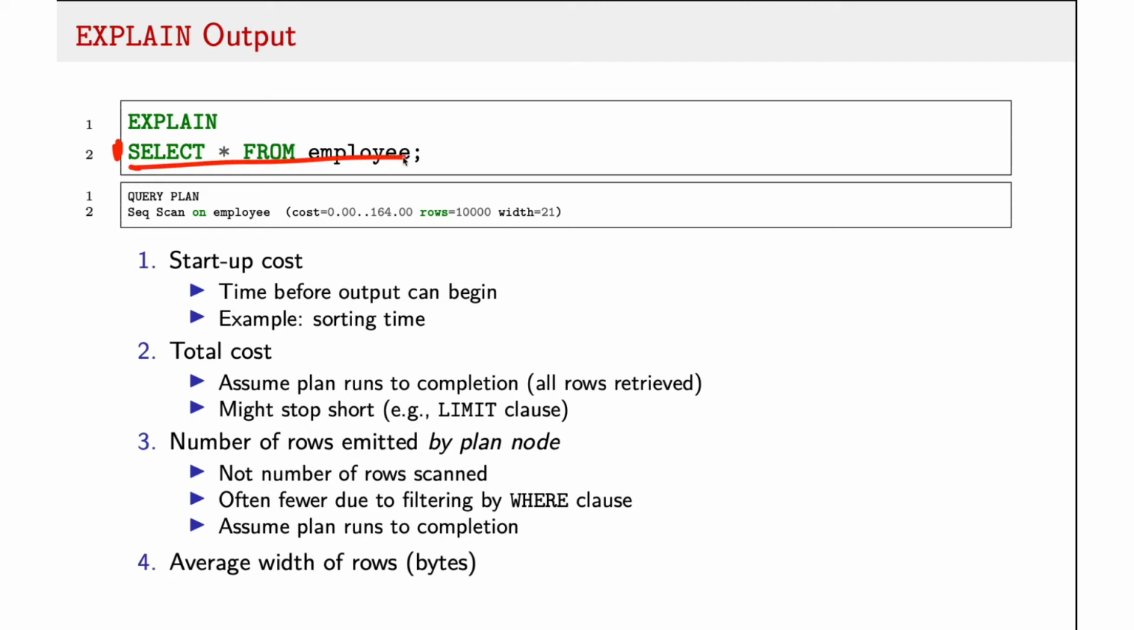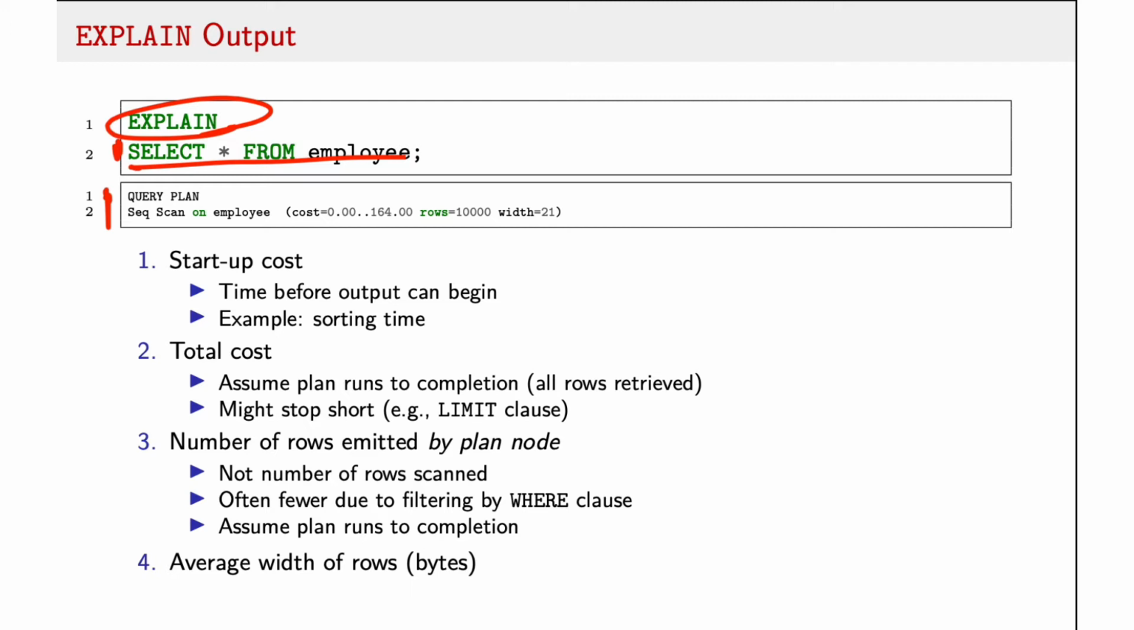And what we do to get the additional information for the query plan is we prefix that with this explain command. So we want to have the database explain to us how it will carry out this particular query, this select statement. And you can see the output here. It says, well, here's the query plan, and then it does a seq scan on employee, and then there's a bunch of numbers. So let's look at what's going on here.